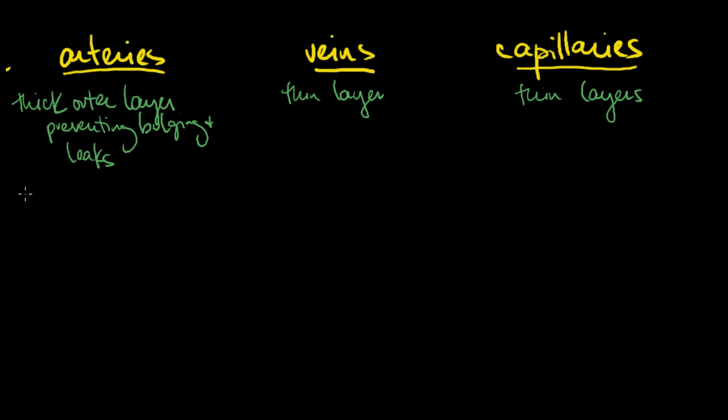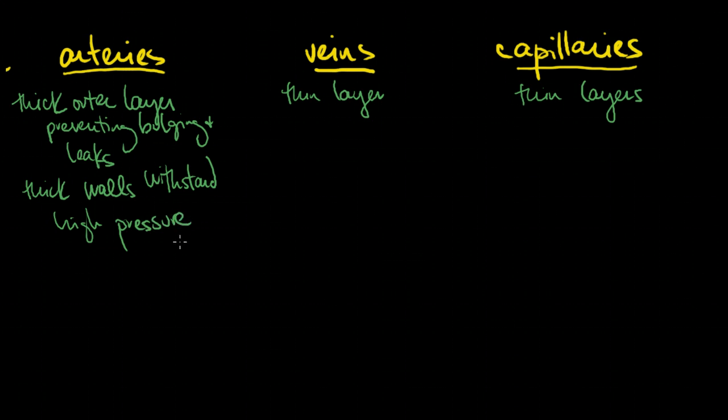In arteries, the thick wall helps withstand high pressure. And remember, that pressure is coming from the ventricles that are pushing. So the pulmonary artery and the aorta are arteries that have thick walls to help protect themselves against the high pressure.